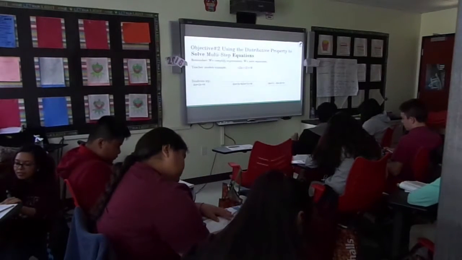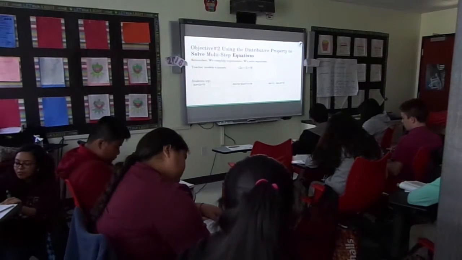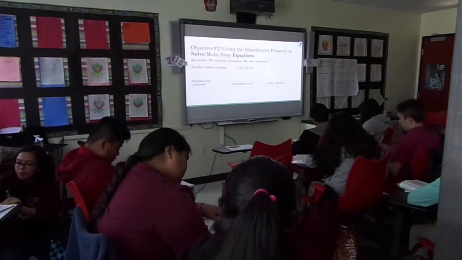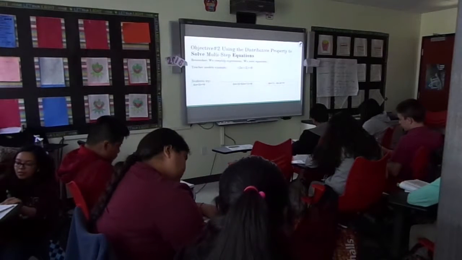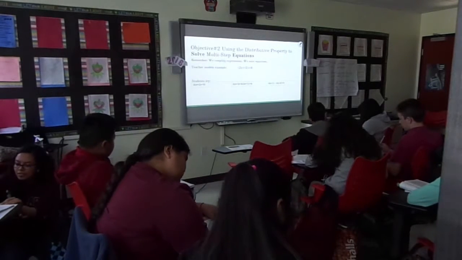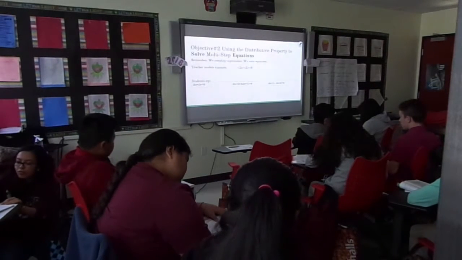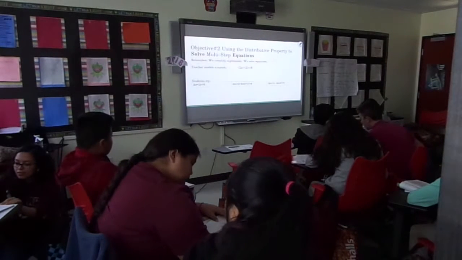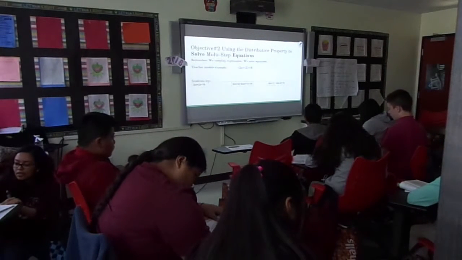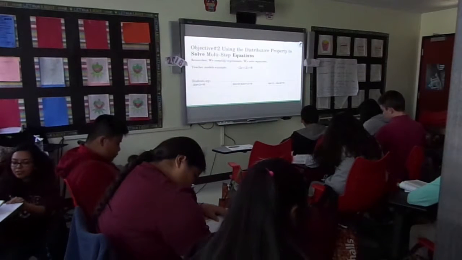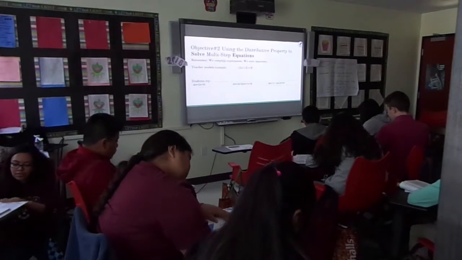I want x by itself, so I want to get rid of this 2. Right now, it's multiplying. The opposite of that would be division, negative 2. Negative 2. These cancel out. I get x equals, what is 10 divided by negative 2? Negative 5. Okay, so now, I want you to try this one.